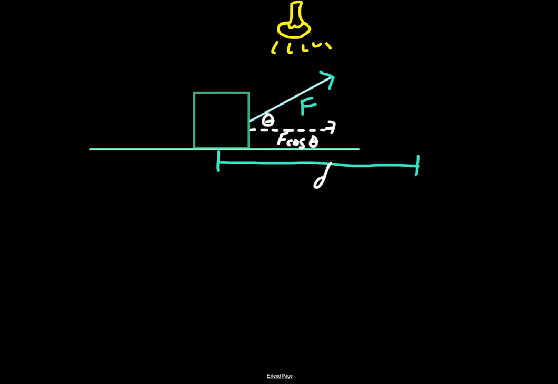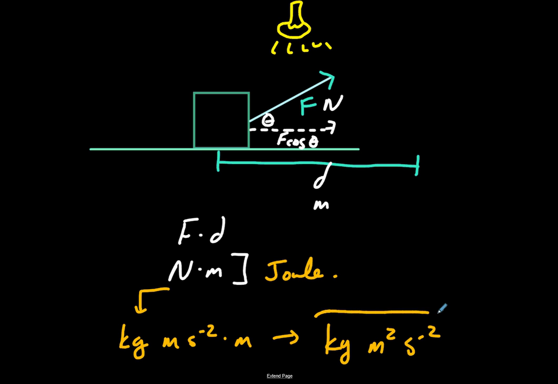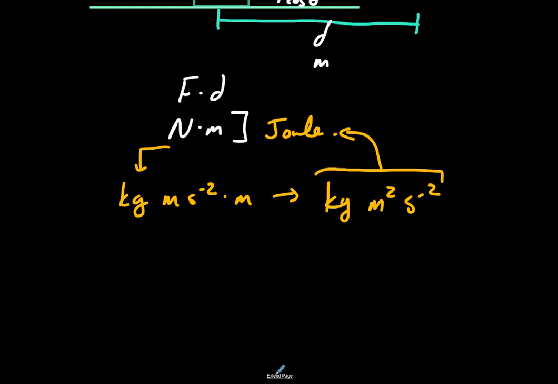Okay, so let's just quickly talk units then. This is measured in meters, and this is measured in newtons. So F times d is newtons times meters. So the unit of work is newton meters, which we also call the joule. If you were to break this down to its base units, we've got kilograms, meters per second squared, times meters, which of course translates to kilograms, meters squared per second squared, and that's the base units of the joule.